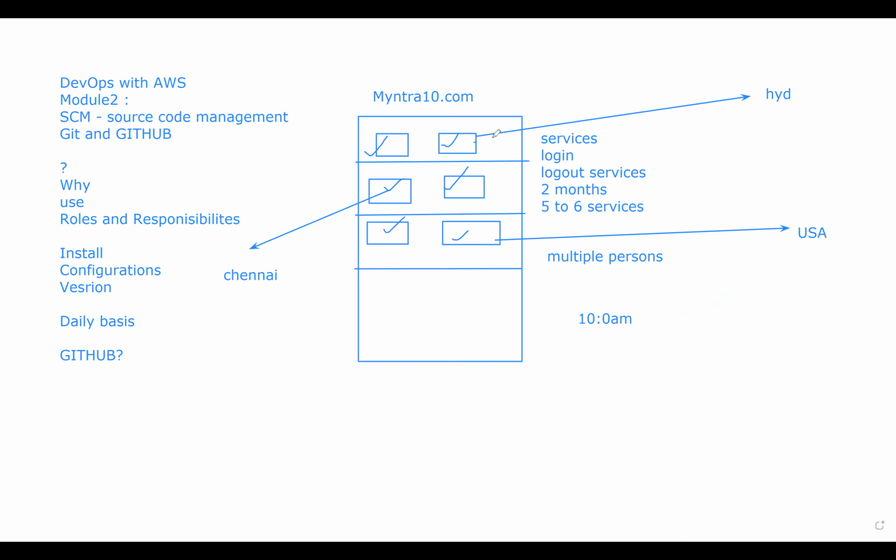Suppose this person wants to share this code with another developer, how do they have to share it? To share this code, we need one medium. That medium is nothing but GitHub.